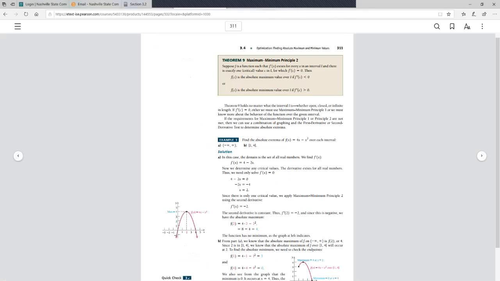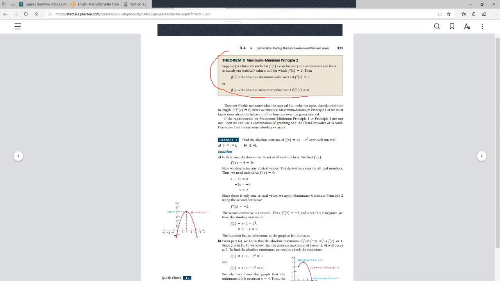Theorem 9, I will confess, is not a theorem that I use very much. It is helpful, so you may want to think about it. I'll talk you through it a little bit here.